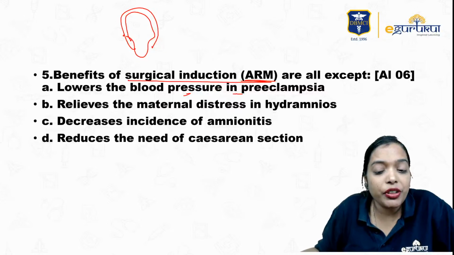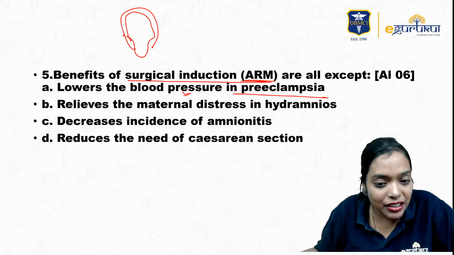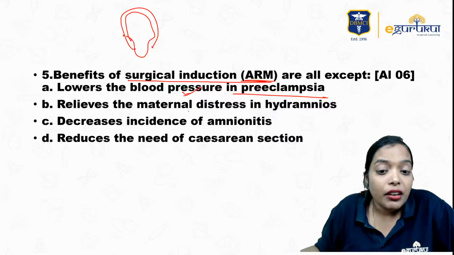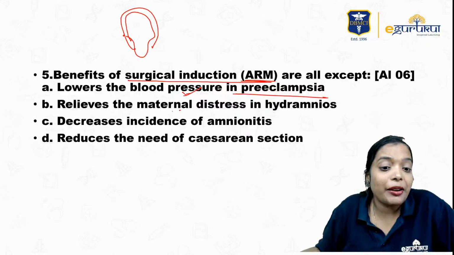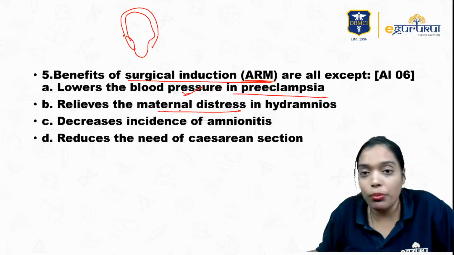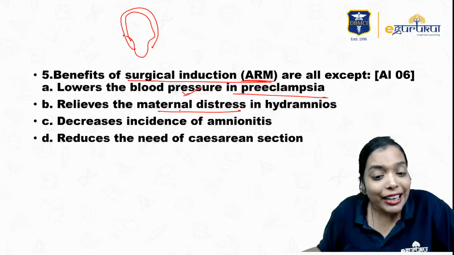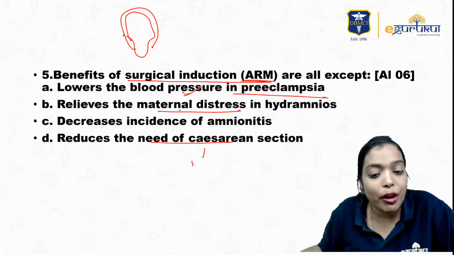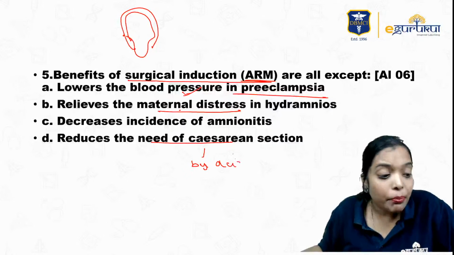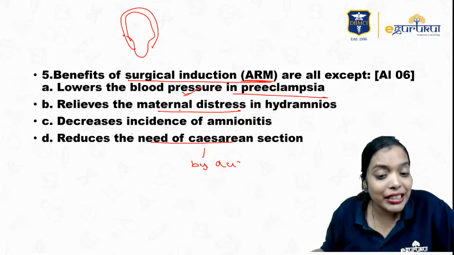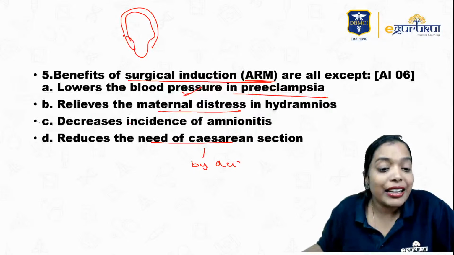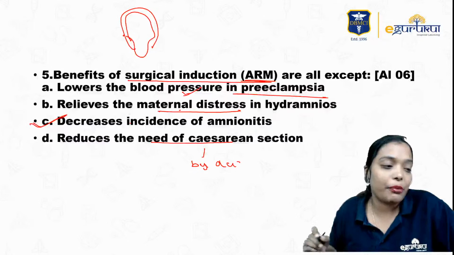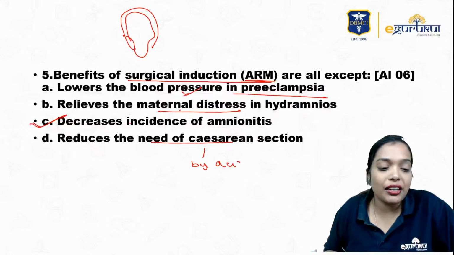So in patients with preeclampsia, ARM can decrease the blood pressure. Controlled ARM can relieve the maternal distress in polyhydramnios. It reduces the need for cesarean section by augmenting the labor, but it does not decrease the incidence of amnionitis. It increases the incidence of amnionitis. So C is the wrong statement.